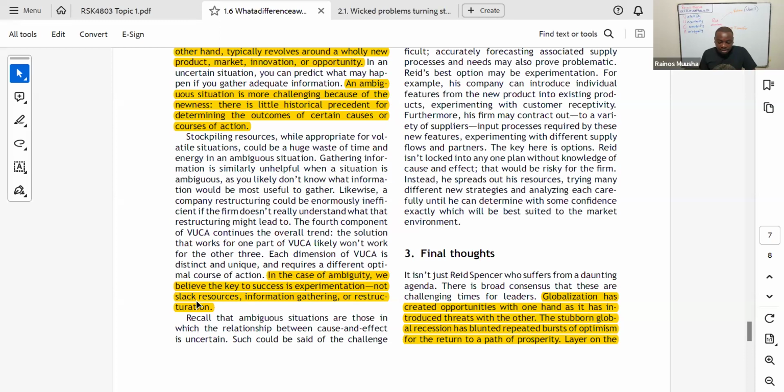Are we on the same page when it comes to the difference between uncertainty and ambiguity? I just want to make sure that I have captured you well.